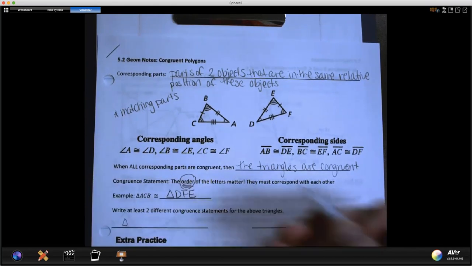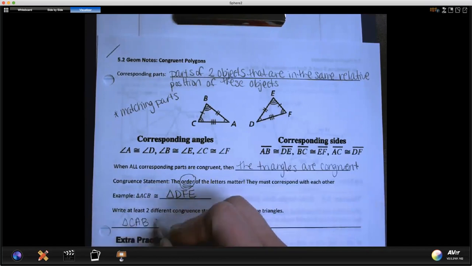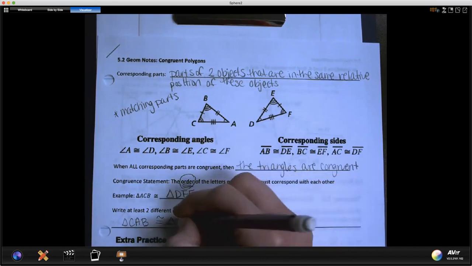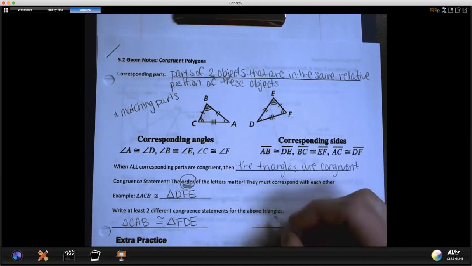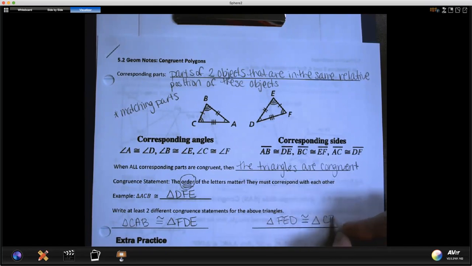Yep. Okay, CAB is congruent to triangle FDE. That's correct. That one works. It's always fun when you can spell words. Yep. I have another one that spells the word: FED is congruent to CBA. The feds are coming for it. Okay, so those are 2 options you could have had.